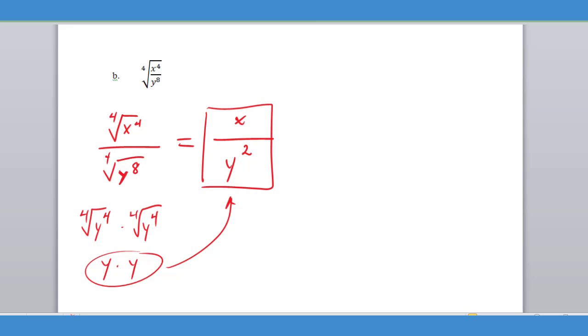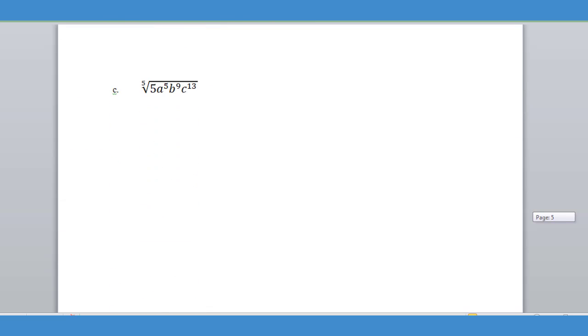Okay, let's move on to the next one, and this is the one that usually really gets people worked up. Example C has a whole lot of things going on here. And again, what I'm going to suggest to you is we have numeric values and we have variables, and we have multiple variables. So I'm going to suggest that you break up the radical into all the individual parts.